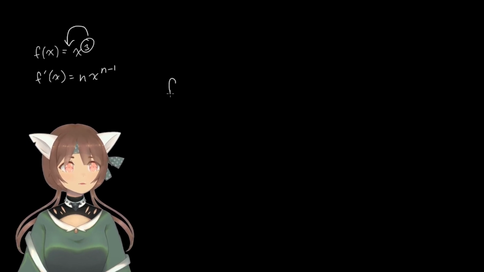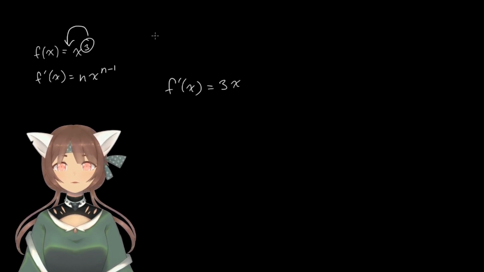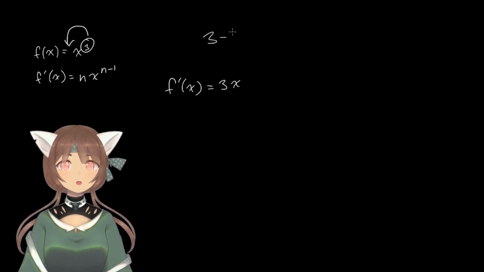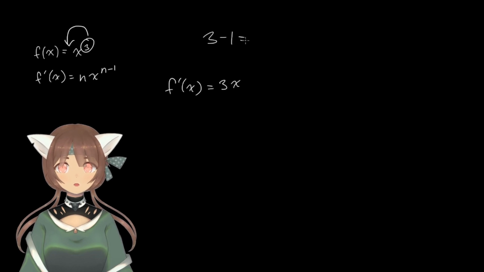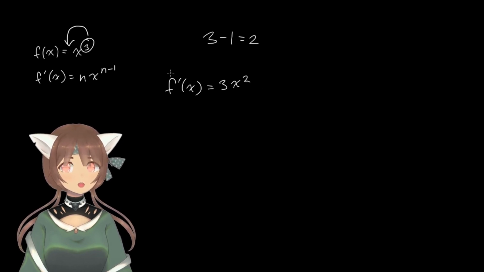So let's do that. F prime of x equals 3x, because we dropped the 3 in front of the x. Sorry, that was a little bit messy. And then we'll be taking 3, which is n, minus 1. 3 minus 1 is 2. So 3x squared is our answer.